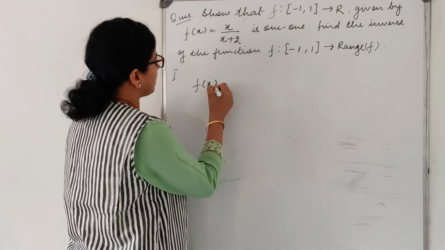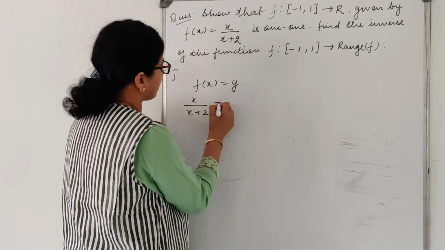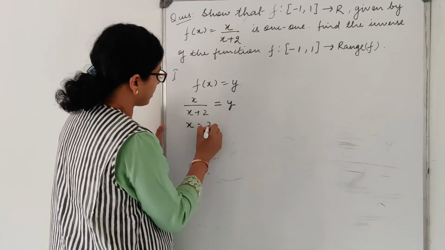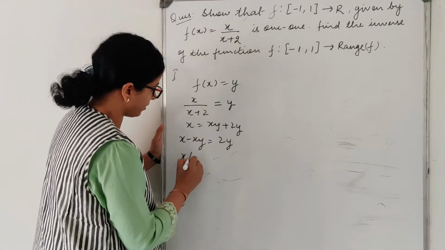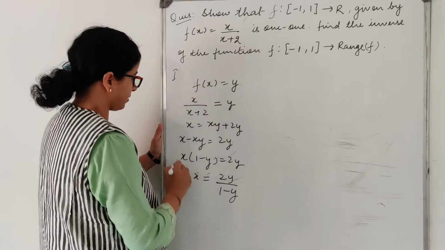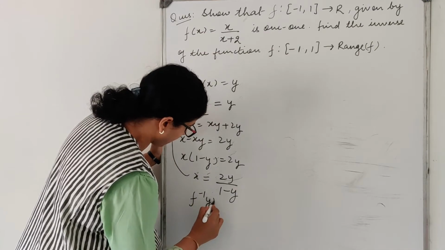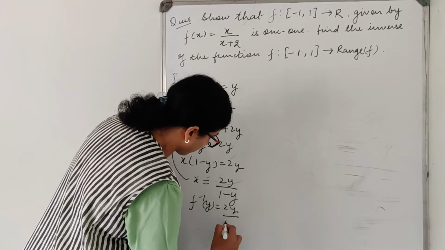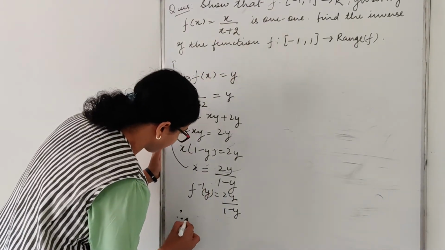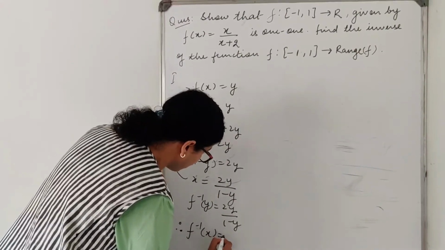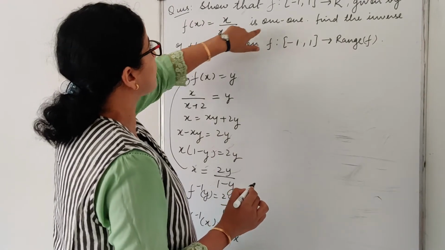So f(x) equals y, x upon x plus 2 equals y, x is equal to xy plus 2y. Basically we are finding the value of x from here. Now from here I can write x is equal to f inverse y. So f inverse y equals 2y upon 1 minus y. So what is my inverse of the function? Hence f inverse x is equal to 2x upon 1 minus x. So this is my inverse for the given function.